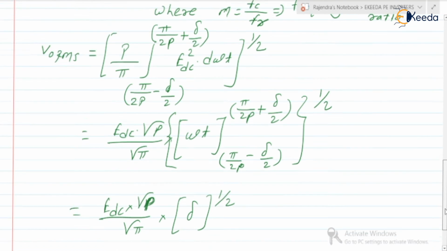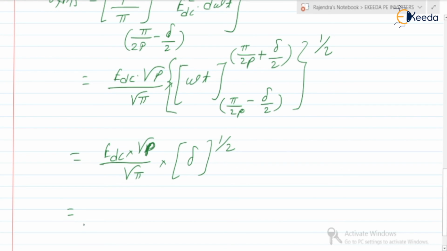So this can be written as under root P delta by pi, that is, under root P into delta by pi, into EDC. This is the V0 RMS we have. Is this clear? So this is the expression for the RMS value of the output voltage for the multiple pulse width modulation technique. This expression is important; questions have been asked based on it.